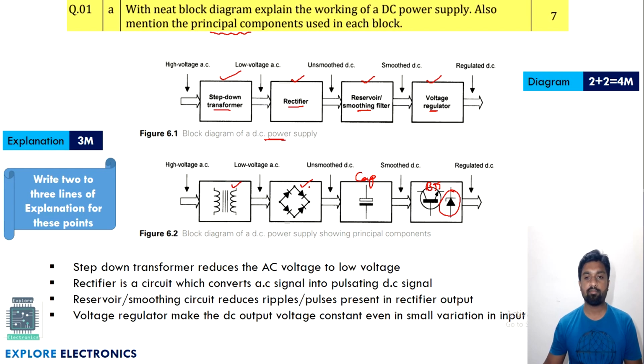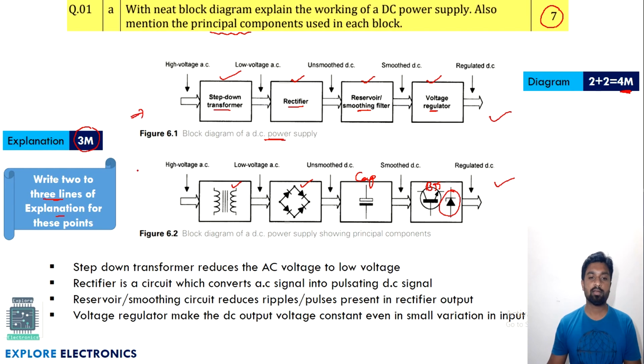Each and every block needs to be explained in 2 to 3 lines of explanation. Why? Because the explanation for a question carries half of the marks. If the question is asking for 7 marks, block diagram will be for 3 or 4 marks. Since we will be having 2 block diagrams here, it may be given 4 marks for the block diagram and the remaining marks will be there for explanation.